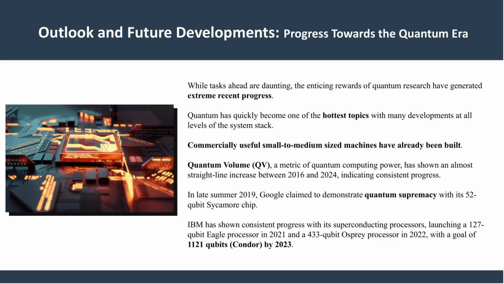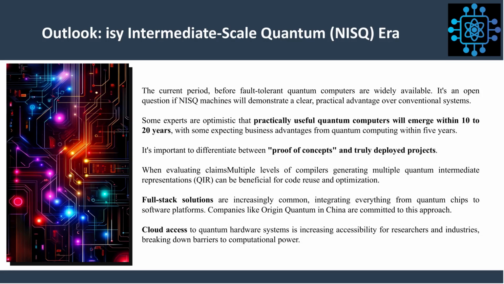Google's 52-qubit Sycamore chip marked a milestone in 2019, while IBM's superconducting processors have reached 433 qubits with Osprey in 2022, aiming for 1,121 qubits with Condor by 2023. The noisy intermediate-scale quantum, NISQ, era is marked by the potential of quantum machines to surpass classical systems. Experts predict practical quantum computers within 10 to 20 years, with business advantages in 5.